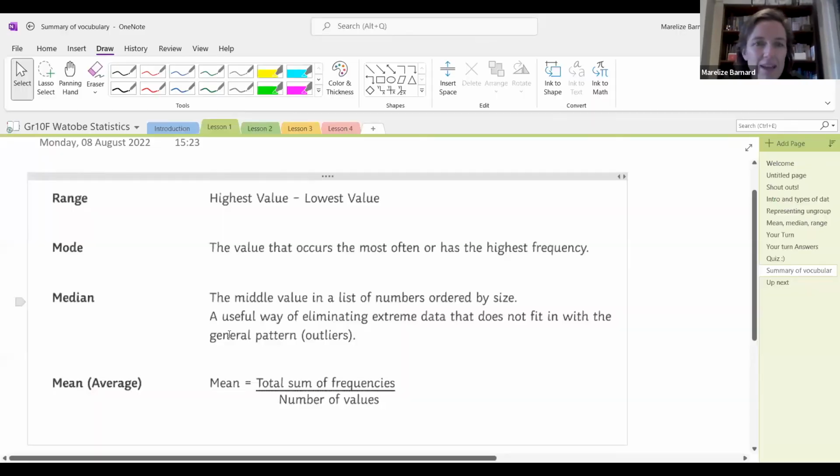Let's see. What else have I got left here? So just a little summary of what we learned today about the range, the mode, the median, and the average or the mean. You're welcome to take a screenshot of that.